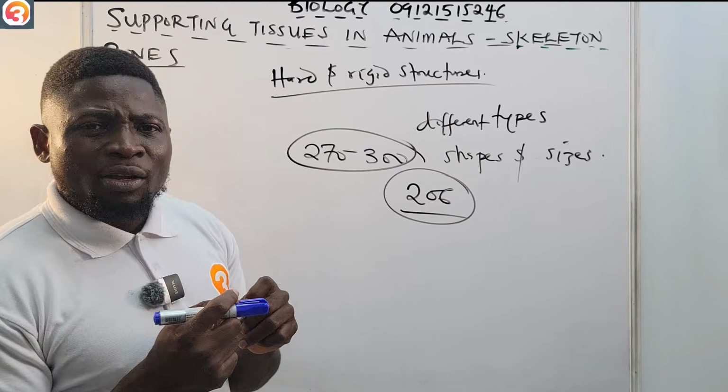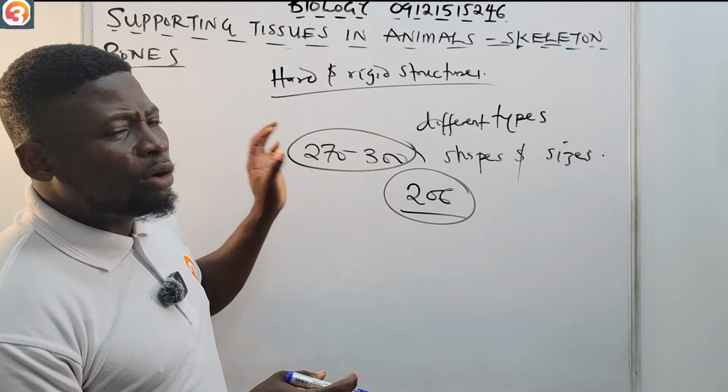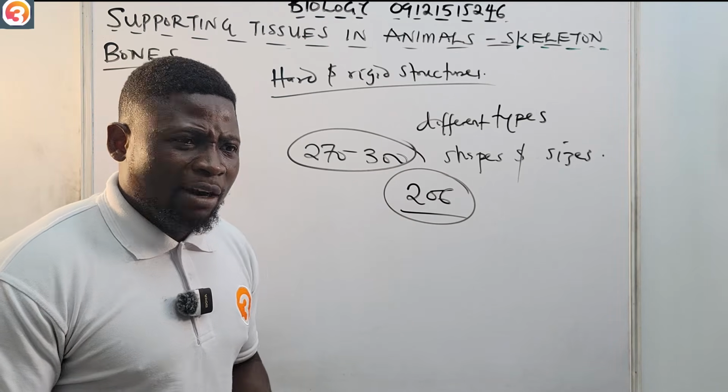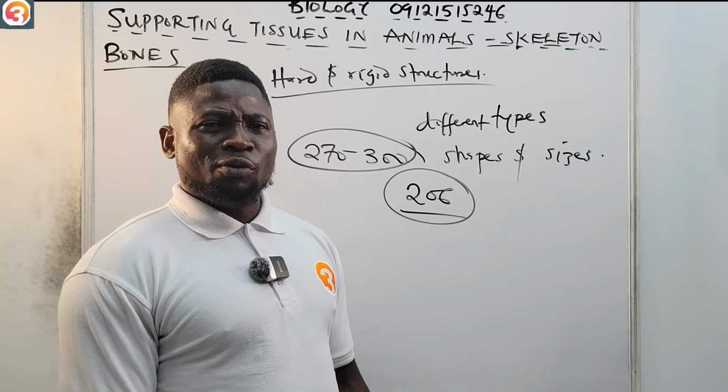But why is it that when we were small we had more bones, and now that we are adults our bones reduce? And if you notice very well, we have all grown taller.